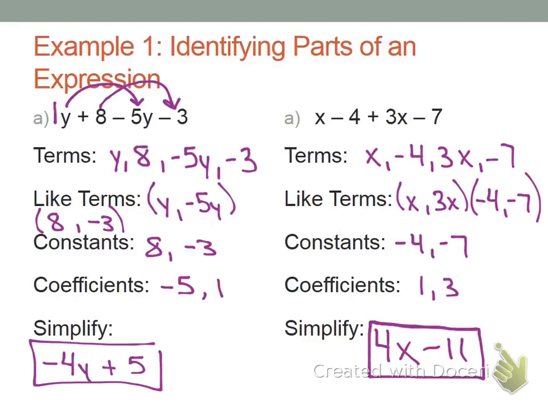Okay, so let's go over them. Terms, same with me. x, negative 4, 3x, negative 7. Like terms, x and 3x, negative 4 and negative 7. Did you remember your negatives? Now your constants are negative 4 and negative 7. Your coefficients are 1 and 3. And when you simplify, you get 4x minus 11.